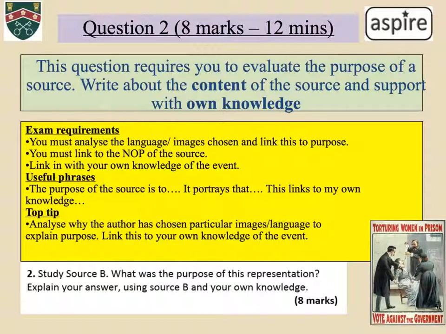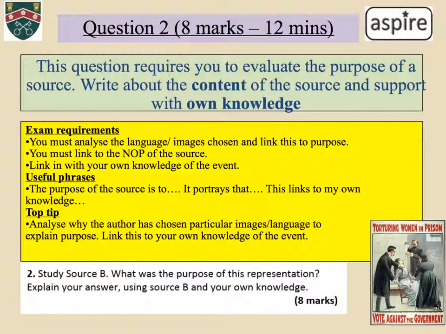Question number 2 is worth 8 marks and therefore you have 12 minutes. This question requires you to evaluate the purpose of a source, and to do this you need to write about the content of the source and also use your own knowledge. Now it's really important in this question to really analyse the language or the images chosen and link this to purpose. For example, in this source that you can see here, you might need to think about why have they chosen this particular image? Why have they chosen the words torturing women in prison? What's the purpose behind this source?